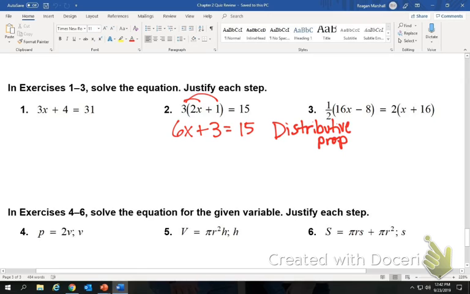Is this of equality? It is not. I'm not distributing it to both sides of the equal sign. I'm only distributing it to one. So even on a problem like number 3, this would not be distributive of equality.